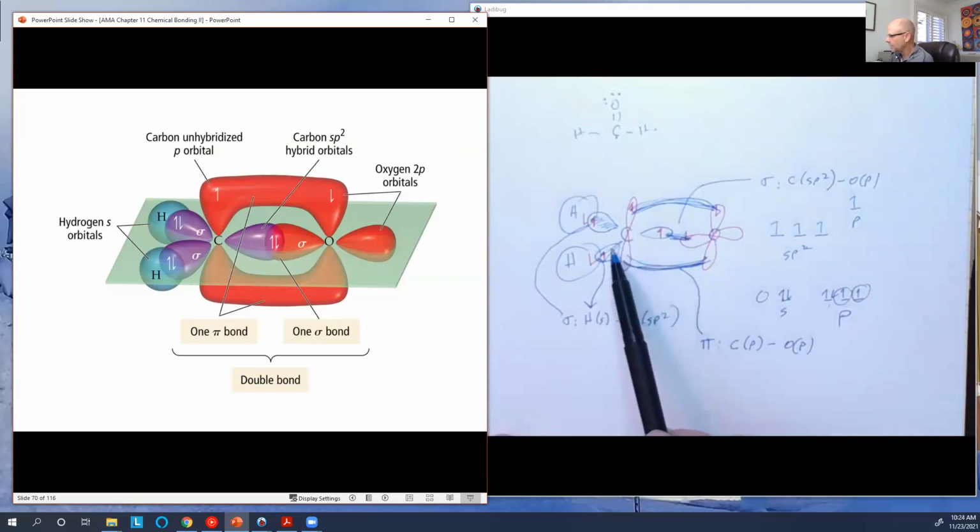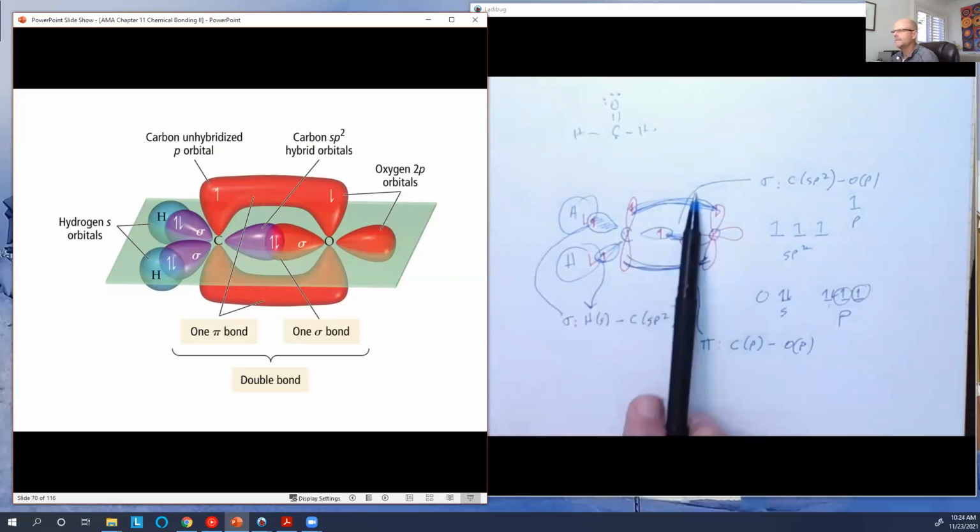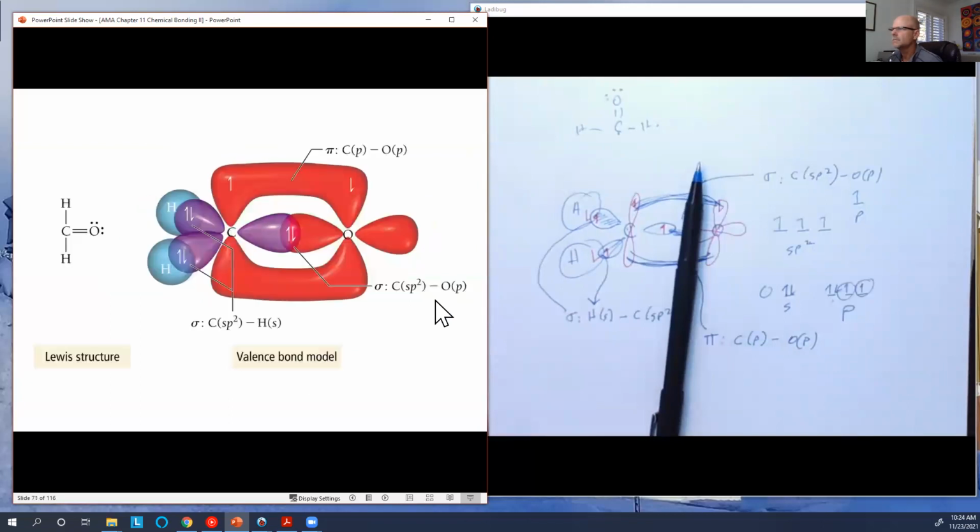But carbon, even though we're using the hybridized orbitals here, we're also using the unhybridized p orbital to form that pi bond. This just kind of shows another picture of it a little bit better. Here's the Lewis structure for this molecule, and here's the valence bond model for this molecule. You see the 3 sp2 hybridized orbitals here forming 3 bonds, right? And then the p orbital overlapping with the p orbital here on the oxygen to form the pi bond.